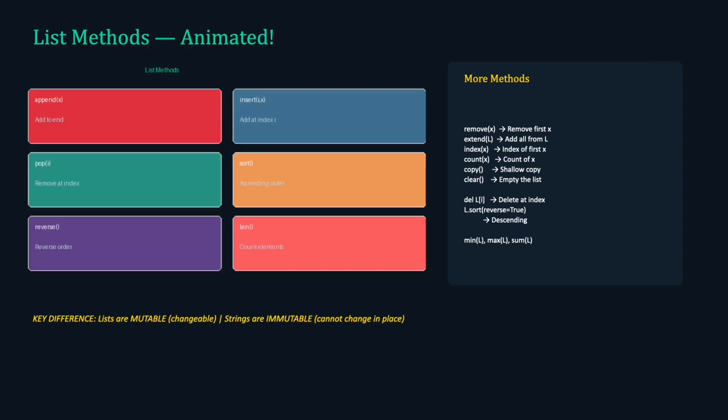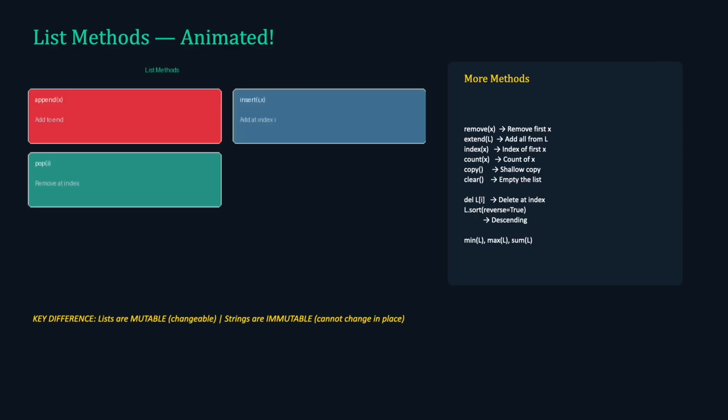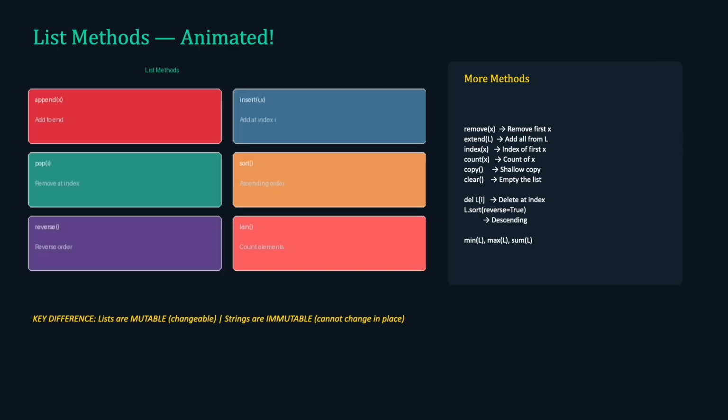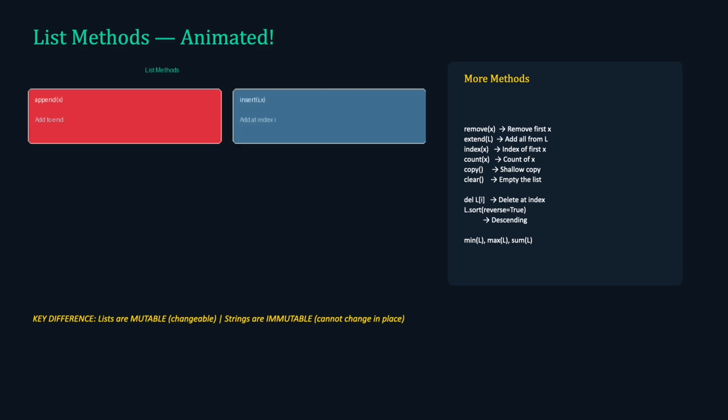Clear empties the list. Important: sort, append, reverse, and insert modify the list in place. They don't create a new list. This is different from string methods.